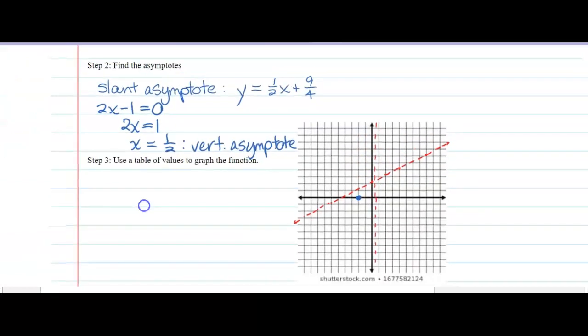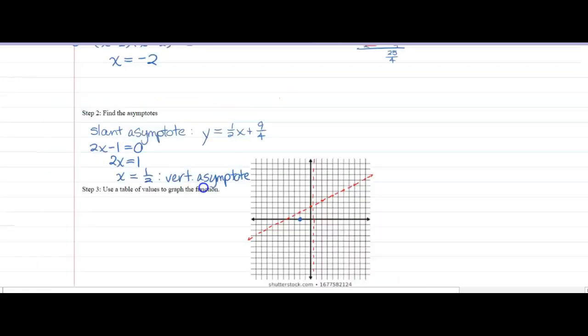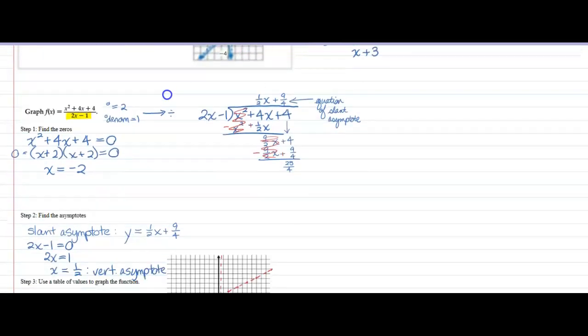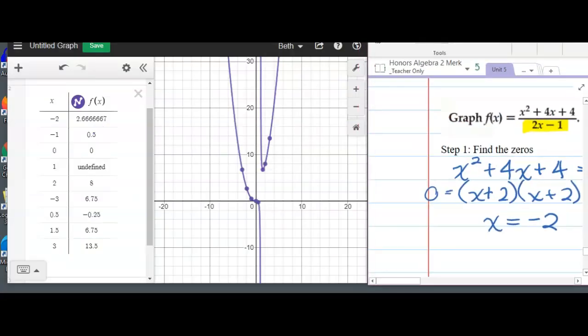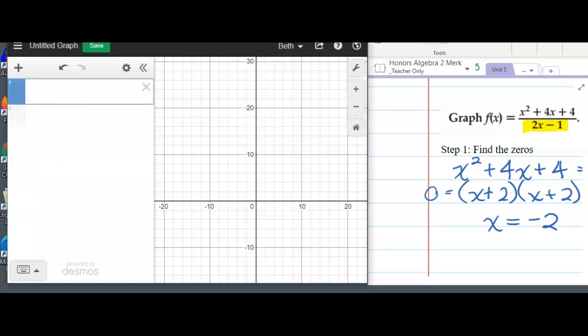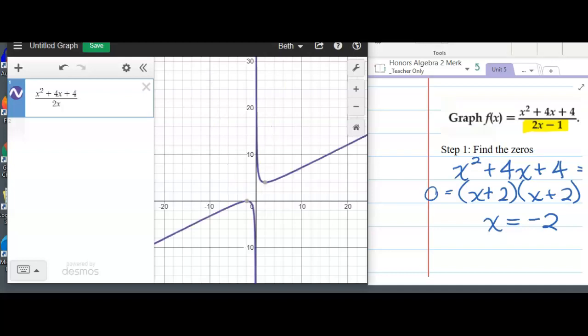And now we can go ahead and pull up Desmos to type in our function to find out a few other nice points. So in Desmos, I'm going to clear out what's there. You can put the f of x, but you don't really need to. We do have a fraction, so I'm going to start with a division sign. x squared plus 4x plus 4 in the denominator, 2x minus 1. So this is what our picture should look like.